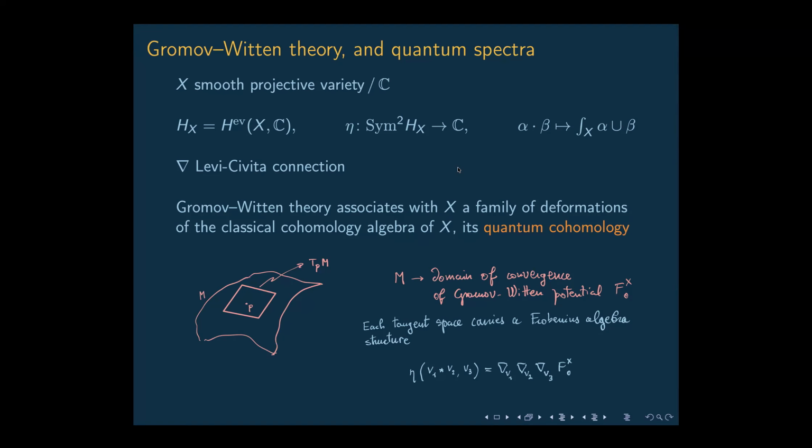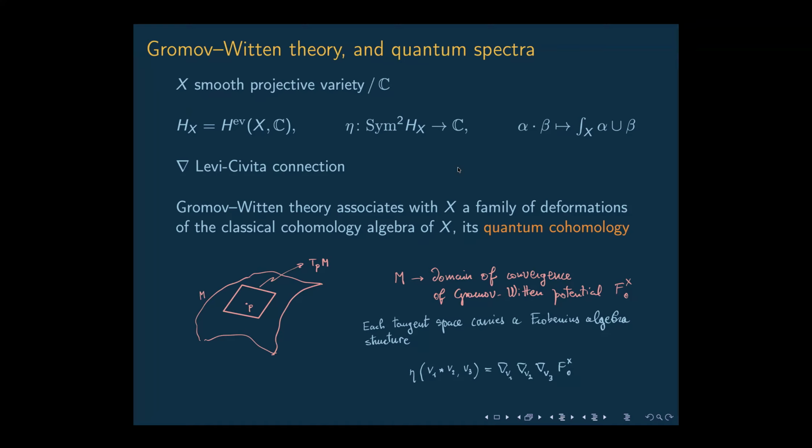And I can also interpret it as a pseudometric on this linear manifold, a pseudometric which is manifestly flat because we have just a metric on a complex vector space, and I can attach to it a flat Levi-Civita connection. Well, the fact is the following. Gromov-Witten theory allows us to associate with X a family of deformations of the classical cohomological algebra of X. Such a family is the quantum cohomology.